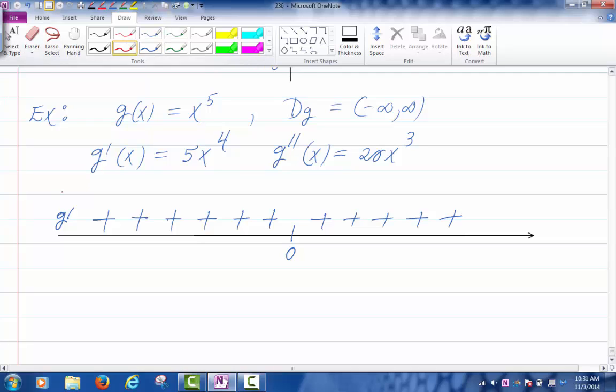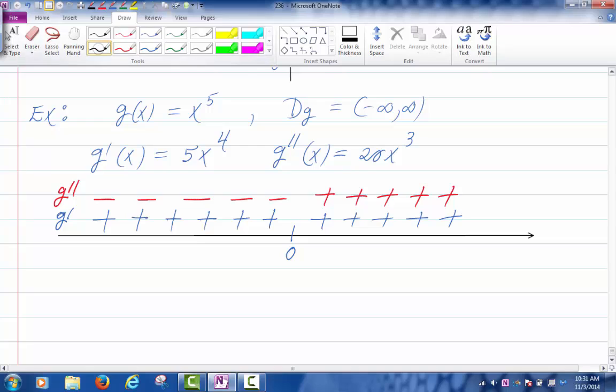What can I say about g double prime? When x is positive, is g double prime positive? Yes, x cubed would be positive, right? When x is negative, g double prime would be what? Negative, because x cubed would be negative when x is negative. So I get negative, negative, positive, positive.